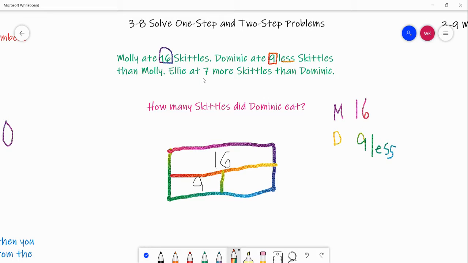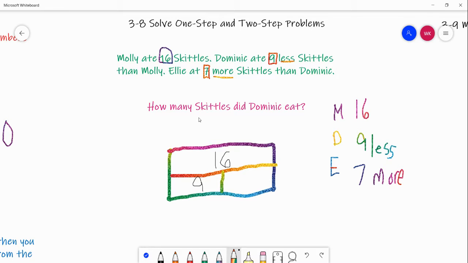And then last one, Ellie ate 7 more Skittles than Dominic. So I'm going to go ahead and box my 7 and then underline more. So remember, when we see the word more, what are we going to be doing? Adding or subtracting? We're going to be adding, right? Because less means we're taking away, subtracting, and more means that we're going to be adding something on.